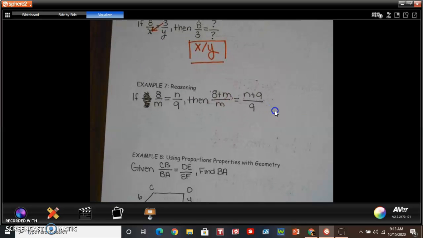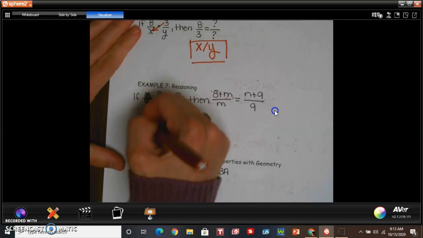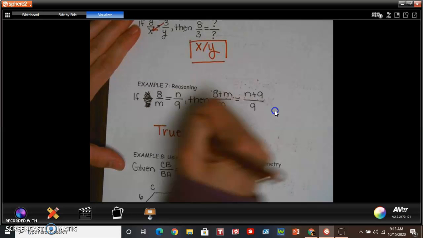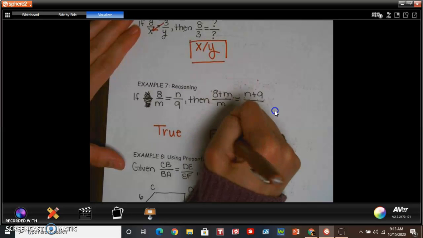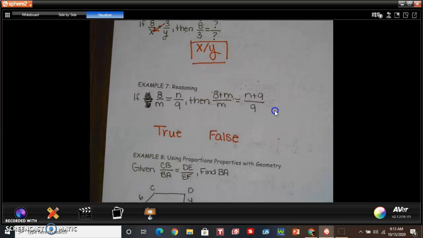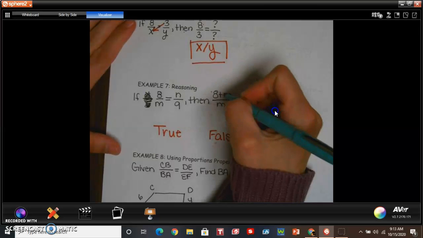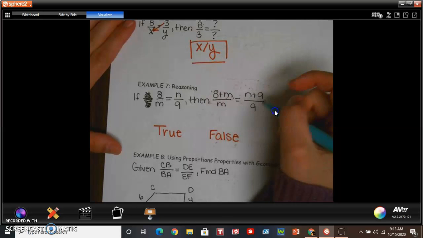All right, so this next one, these are true or false, okay? True or false? They want to know if the following statement is using one of our actual properties, one of the 3 properties we're working with. All right, so it is saying if 8 over m equals n over 9, then 8 plus m over m is equal to m plus 9 over 9.